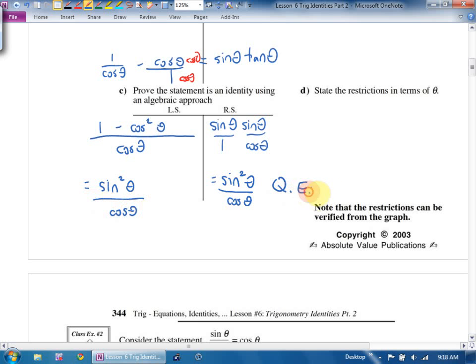Question easily done. Quod erat demonstrandum. Is my Latin correct? I had a student in from Germany last year who was doing Latin. Am I close? It's quod erat demonstrandum, but I've never heard it pronounced in English, so I don't know quite how it goes. QED.